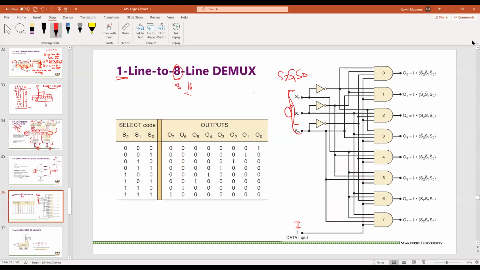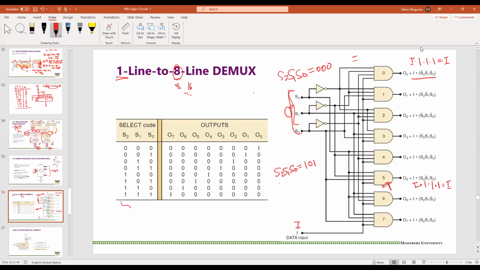So for instance, if we look at this being 0, 0, 0, you have I going through all the AND gates. Then we are going to have our output here as I, and 0 inverse, 1 and 1 and 1, which is I going through that. If S2, S1, S0 was equivalent to 1, 0, 1, that should be 5, so this one is going to be selected, and you can see that you have I, S2 is 1, S1 is 0 so S1 inverse is 1, and 1, which is, once again, I.